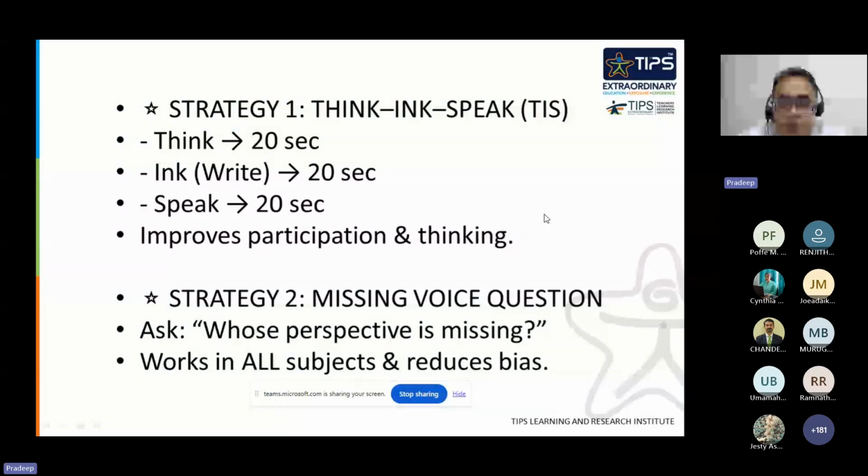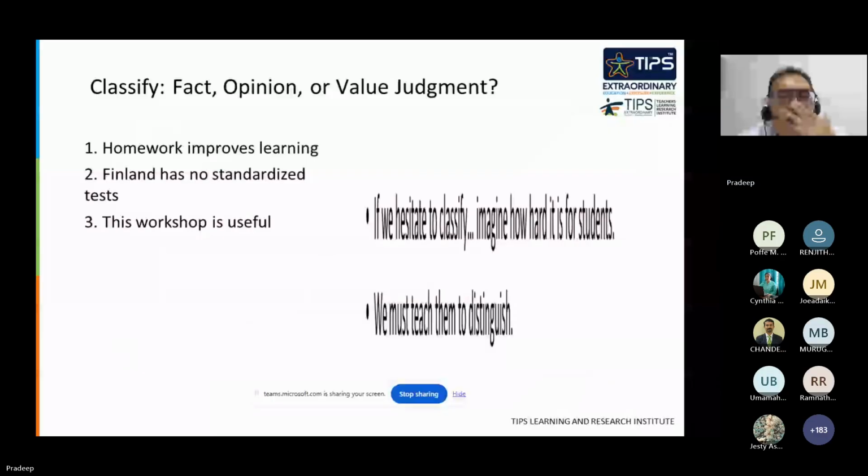In the last 5 minutes of our class, we can definitely engage the learners by this missing voice question strategy, which keeps them hooked to the class, and they start generating their own reflection, how they have understood and how they have thought of it, and how they can convey this particular bias or the different opinion they have about a particular topic. So I would try to give you an example.